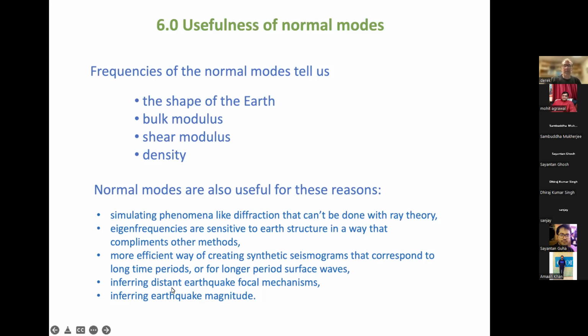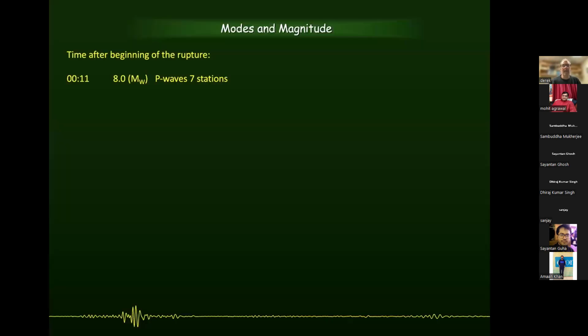It's useful for inferring distant earthquake focal mechanisms and also for inferring earthquake magnitude for the largest earthquakes. And I'll show an example of that in a minute. So you may recall there was a tremendous earthquake off the coast of Sumatra. It's called the Sumatra-Andaman earthquake.